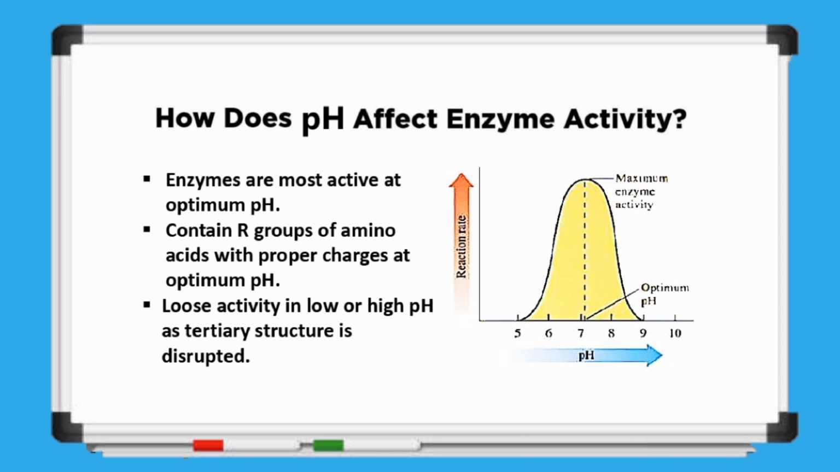The enzyme activity rises as we get closer to the optimum pH, reaches a peak, and then drops off sharply if the pH gets too high or too low. That drop is because the enzyme is becoming denatured, in other words, it's losing its shape and function. So to sum it up, enzymes need the right pH to work properly. Too much change in pH can break down their structure and stop them from doing the job.